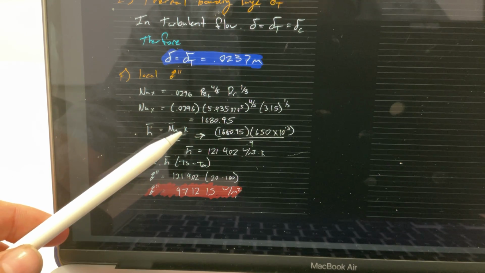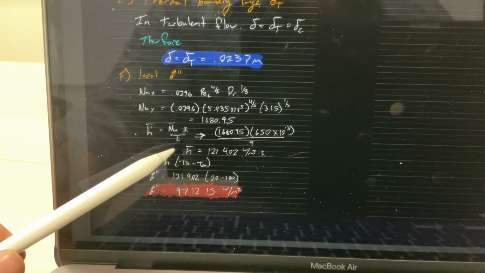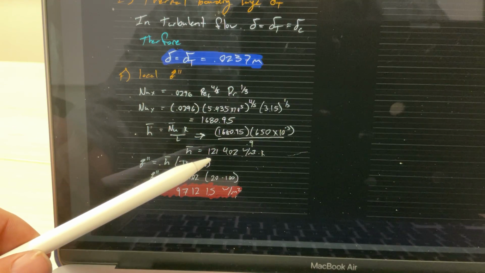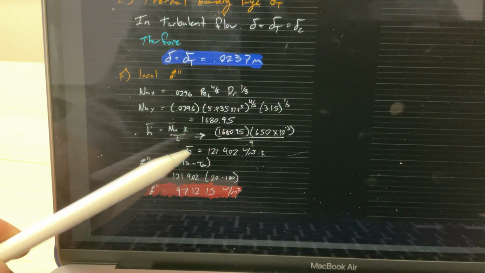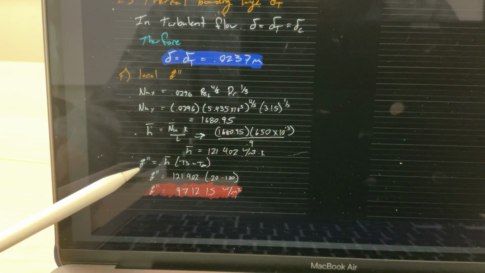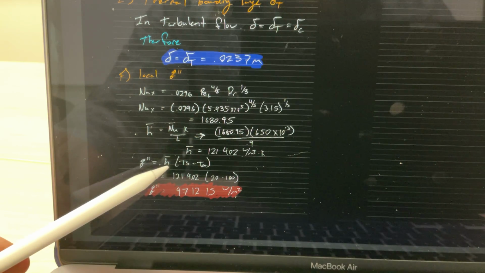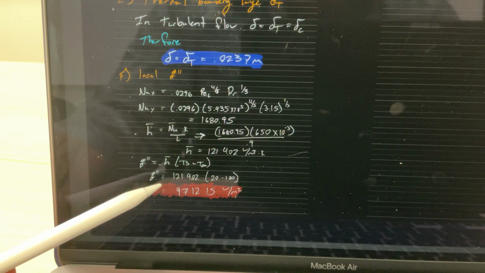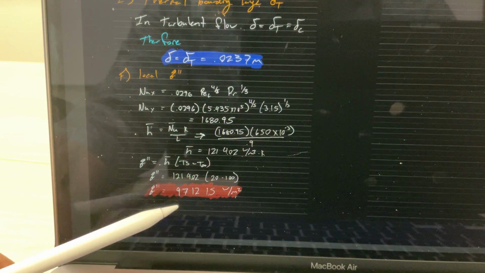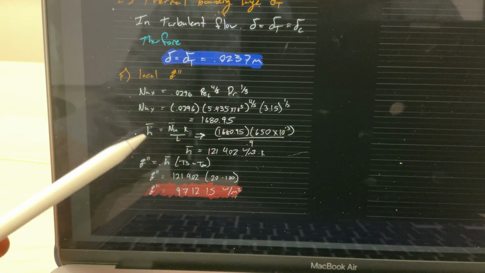So then you plug that value in for H. H is Nusselt times K over L. K is found in the table as well. And it gives us an H bar of 1214.02 watts per meter squared Kelvin. So once we know H bar, we can then put it into our heat flux equation, which is going to be h bar times Ts minus T infinity, which gives us a heat flux of 97,121.5 watts per meter squared.